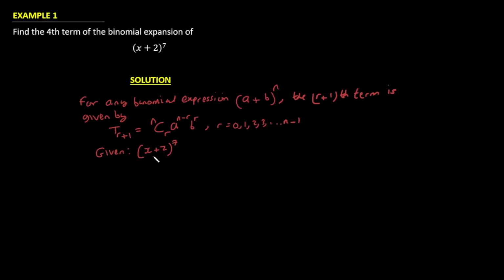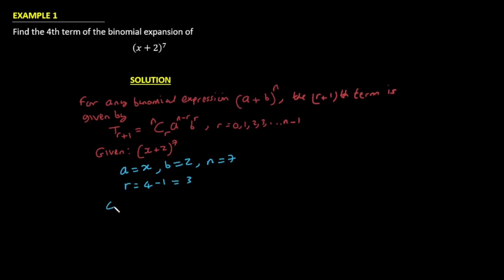So we are given this question, (x + 2)^7. From this, we can see that our a is x, our b is 2, and our n is 7. Now we want to find r. From the question, we want the fourth term, so our r is going to be 4 minus 1, which is 1 less than the term number, and this gives us 3.